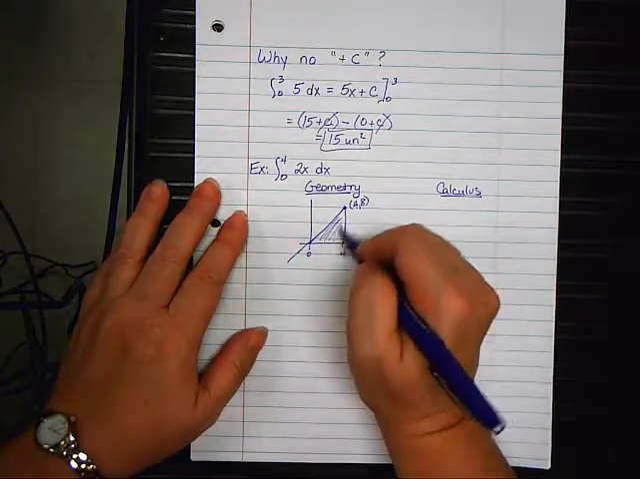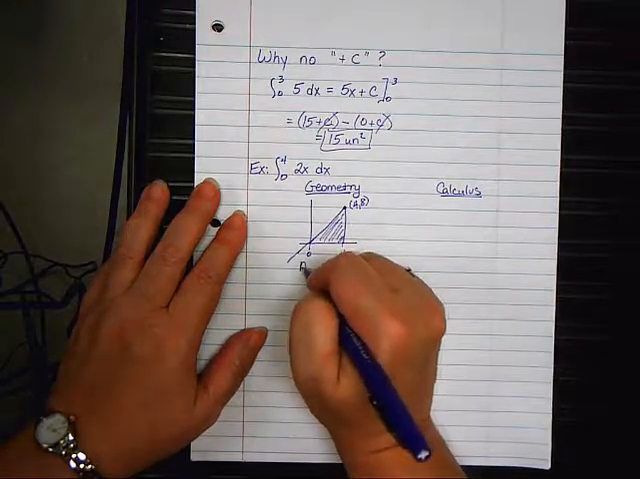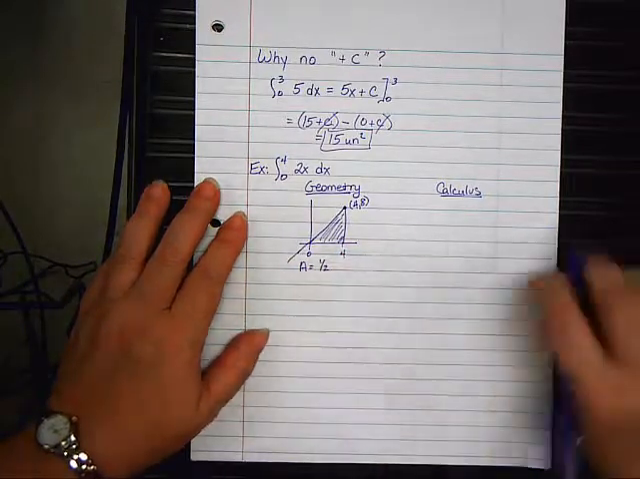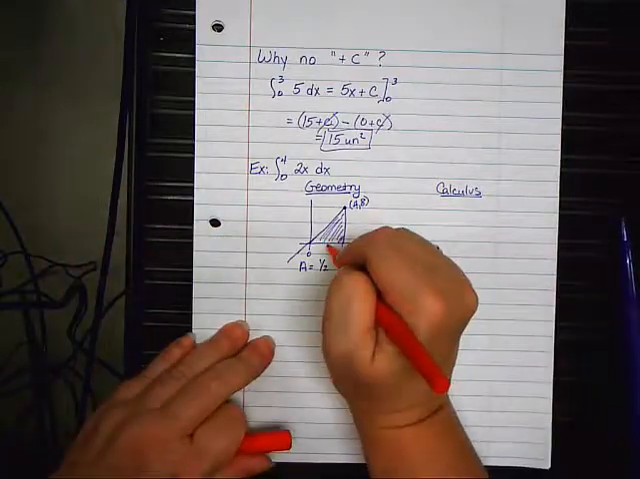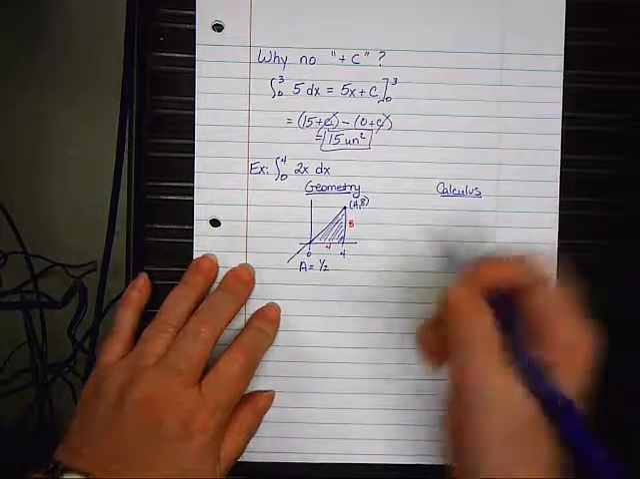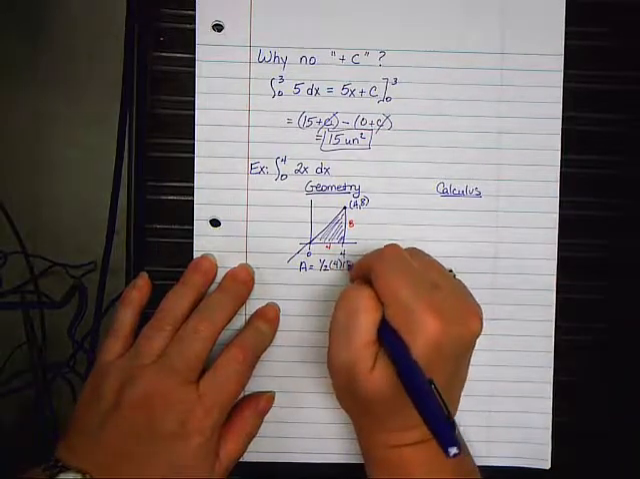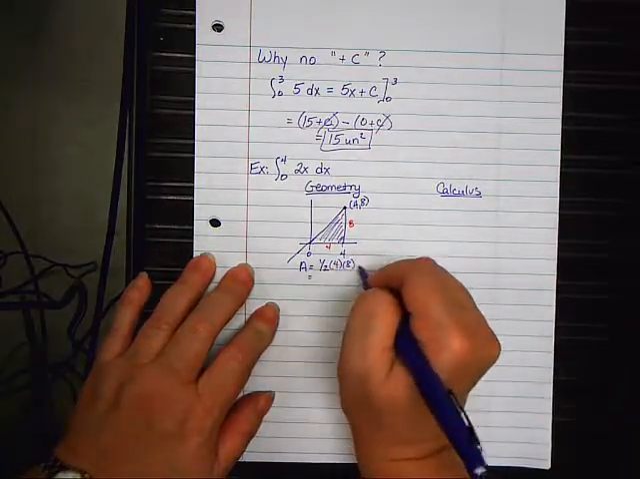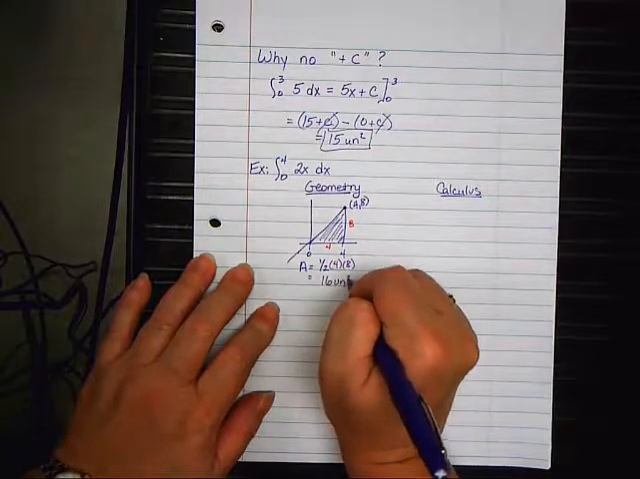So here's my triangle. The area will be 1/2. Switching colors. The base is 4. The height is 8. So 1/2 of 4 times 8. Half of 4 is 2 times 8 is 16 square units.